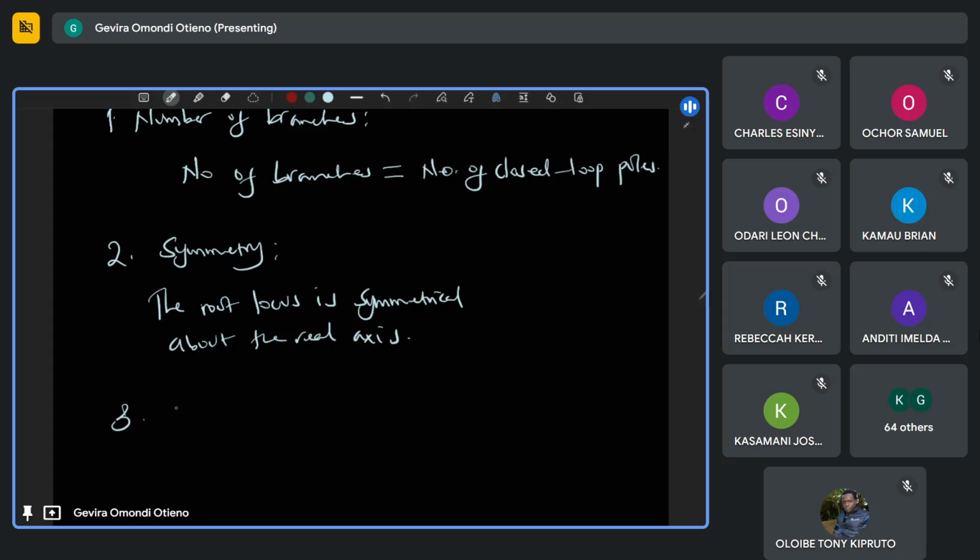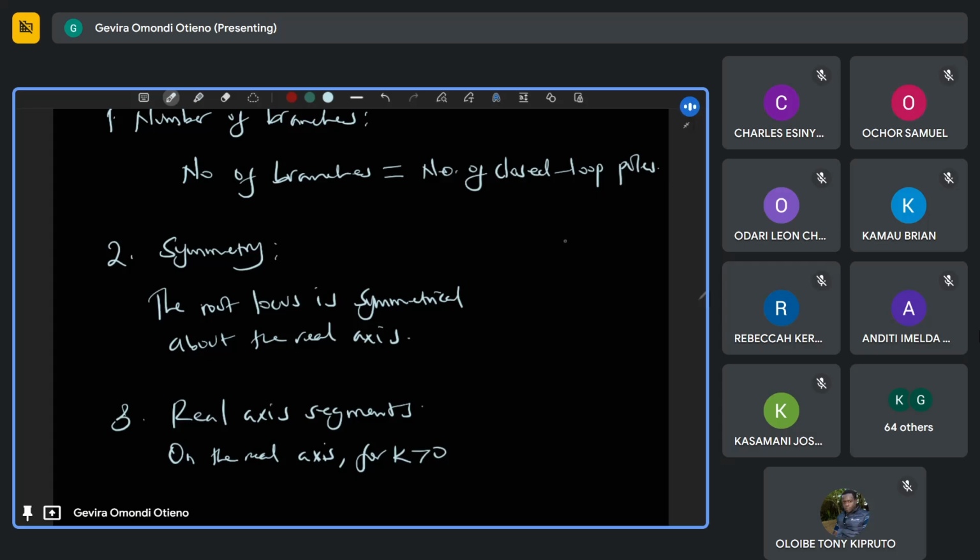The other one is on real axis segments. Now, on the real axis segments, the rule here is that on the real axis, for values of gain that are greater than 0, okay? For gains that are greater than 0.